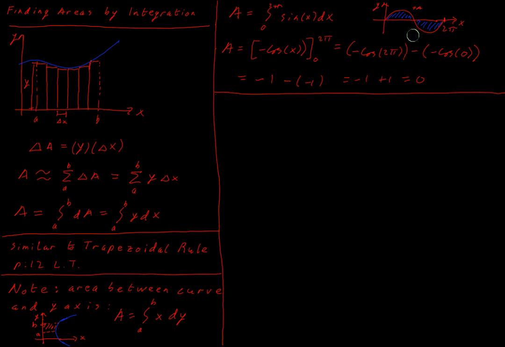So we need to know where the break between our positive area and our negative area happens. Where is this going to be? Well, we know that the sine function is symmetric over its period, so it is going to be happening at pi.